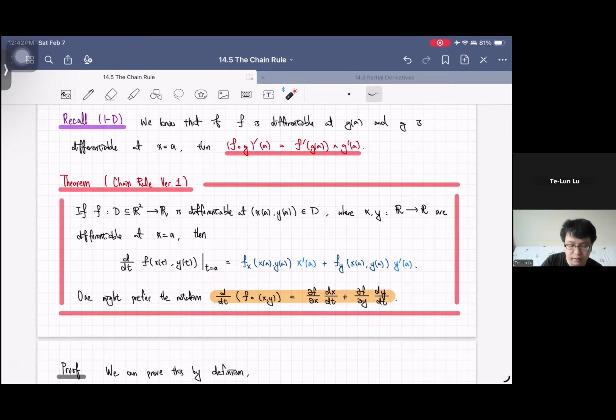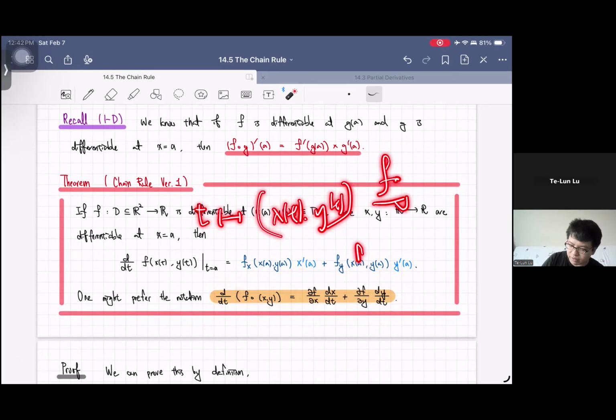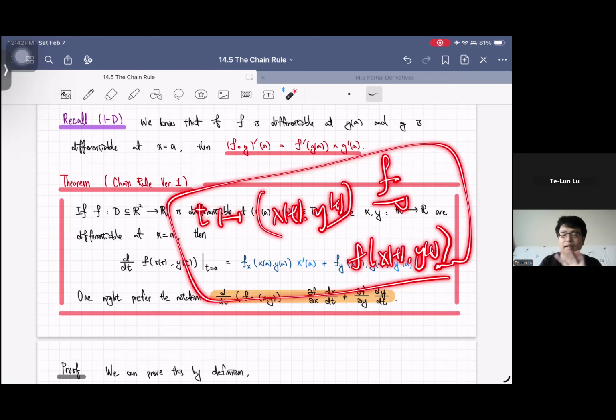So d/dt is the one-dimensional derivative, right? I use d instead of partial. And then we have f circle (x, y). So again, (x, y) is basically sending a variable t to two variables x of t, y of t, and then we send it using f to be f of x of t, y of t, right? So the whole composition is simply sending a number to a number in the usual sense of a one-dimensional function.